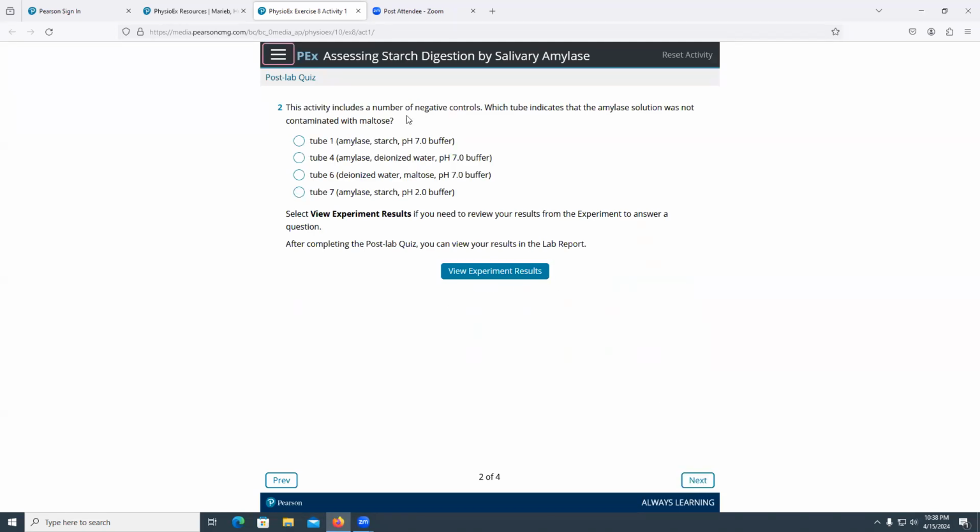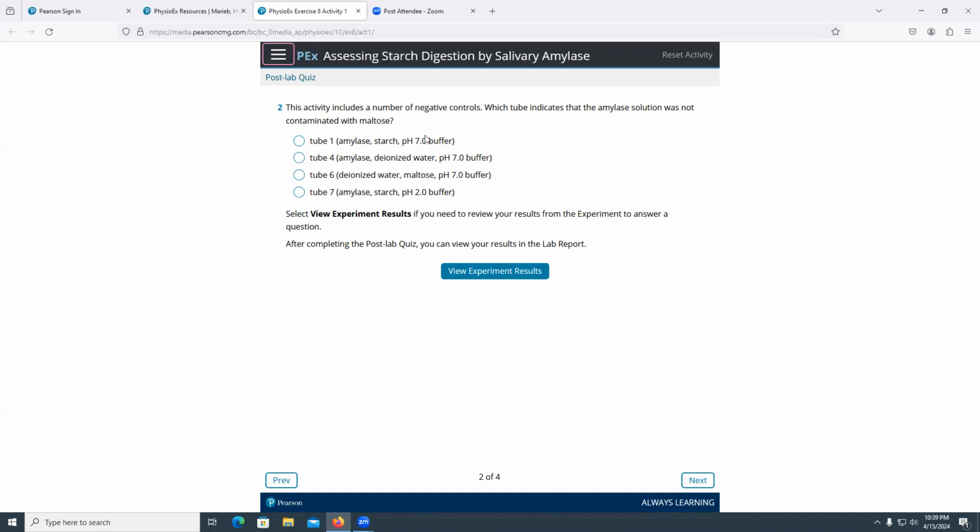This activity includes a number of negative controls. A negative control is something that when I add it, it will give me negative results. Which tube indicates that the amylase solution was not contaminated with maltose? In order to detect maltose, my Benedict reagent should never turn from blue into any other color. This activity gives a number of negative results. Which tube indicates that the amylase solution was not contaminated with maltose?